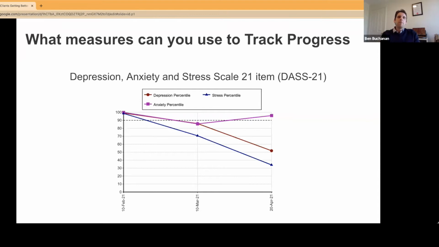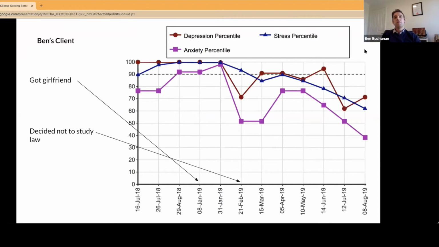If you go to the next slide, this is a graph of a patient of mine. So this is a typical example of how we might use routine outcome monitoring. I've been seeing them for a long time, started seeing them in July of 2018. And you can see from July 2018 to January of 2019, this person was so depressed. They were just so depressed. And then something happened in February.